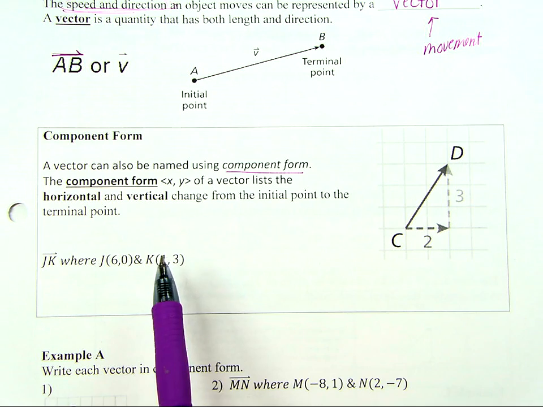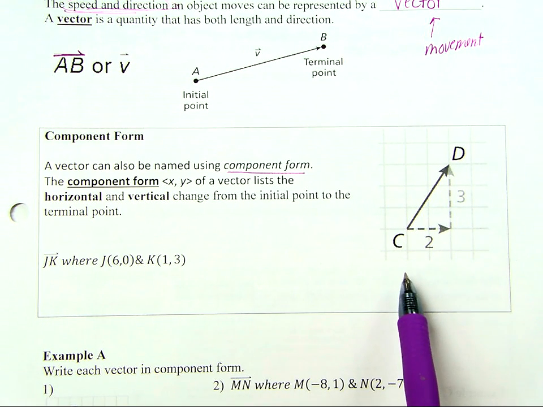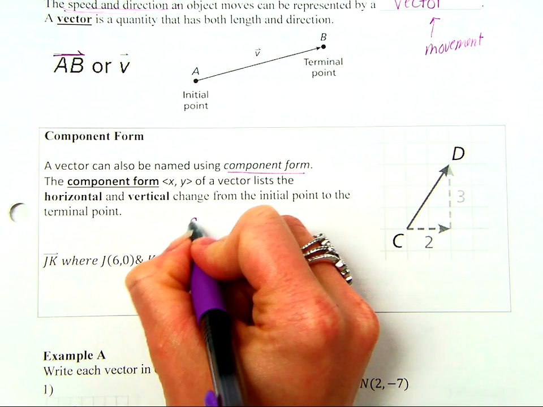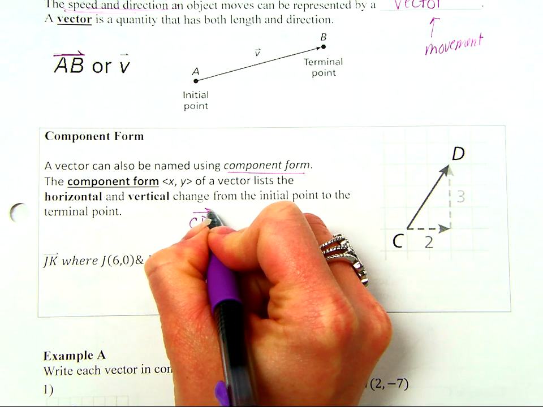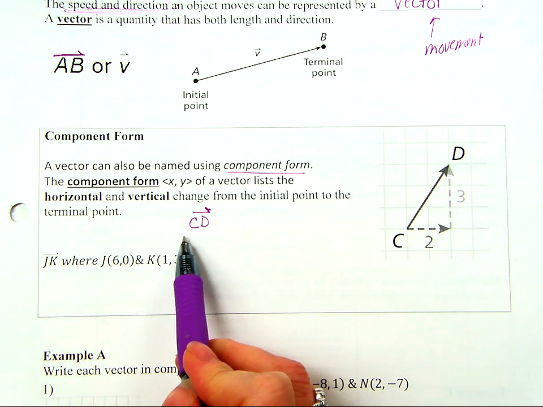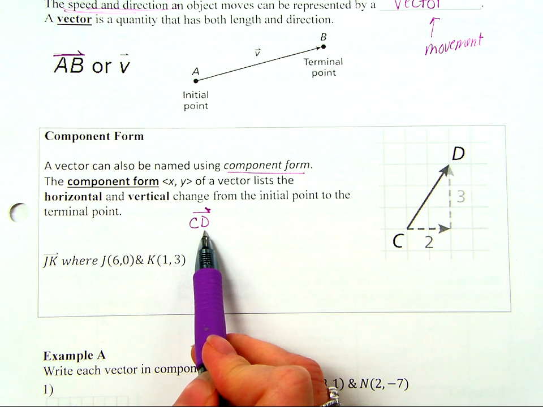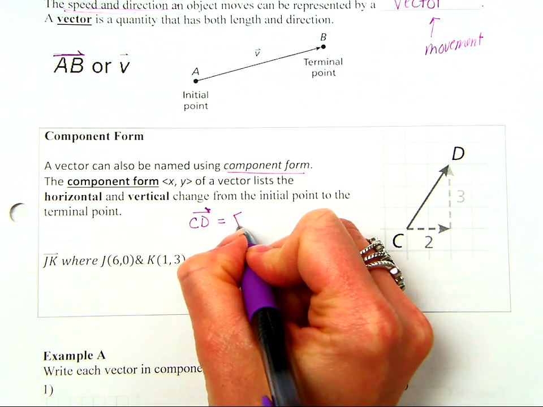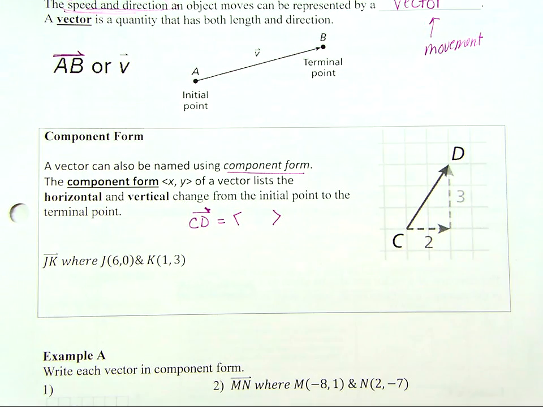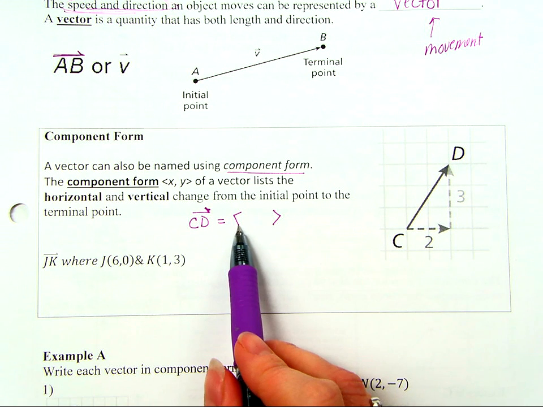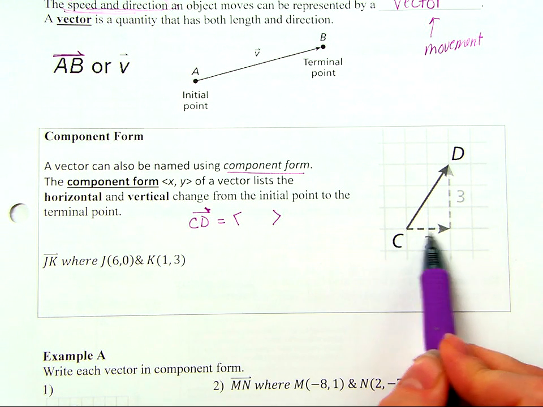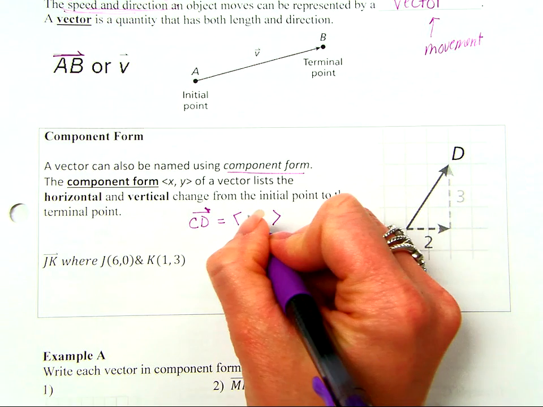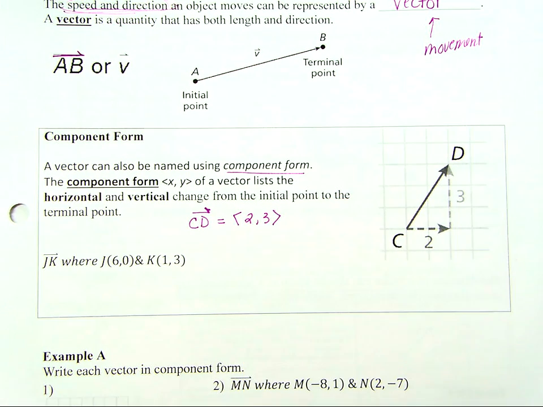So if I were taking a look over here, I have graphed my vector CD. My starting point is C, my terminal point is D. In component form, I would be looking to show the horizontal and vertical change. And we would do that in these pointy brackets. Horizontal change is 2, vertical change is 3. So in component form, this would be <2, 3>.